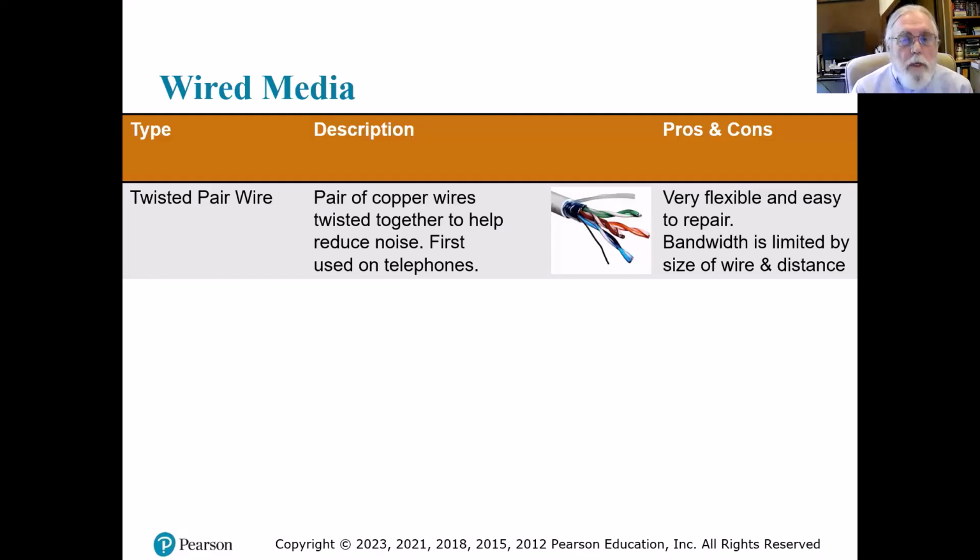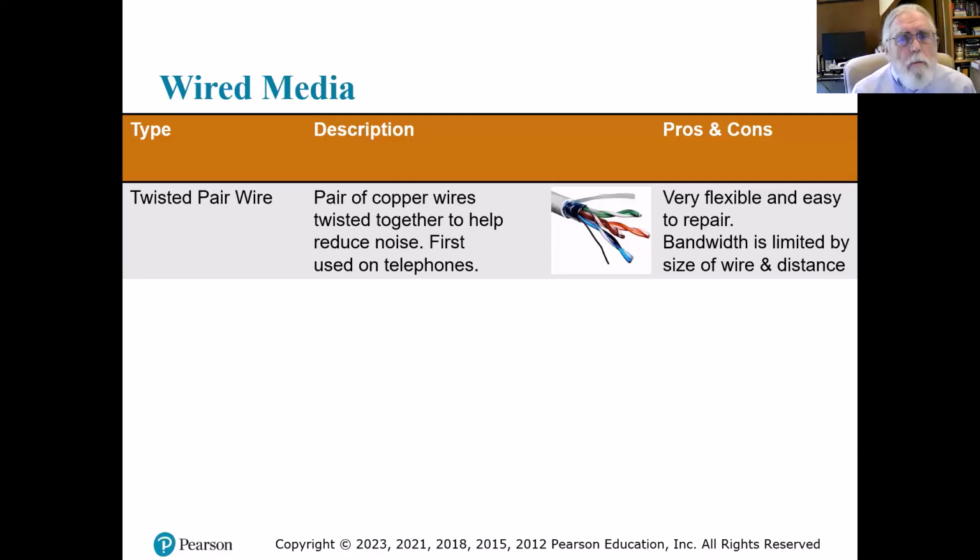Because of that, there's a limit on the distance that you can run a signal over that. Now, the way we get around that within buildings and so forth is that you can put in a repeater. So you can have this cable go until you reach the maximum distance that you want to safely operate within.